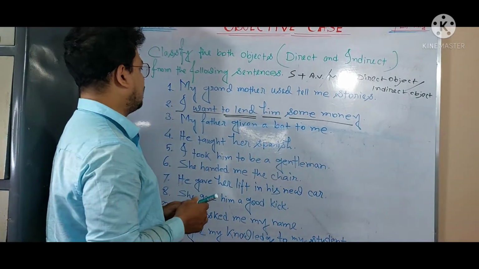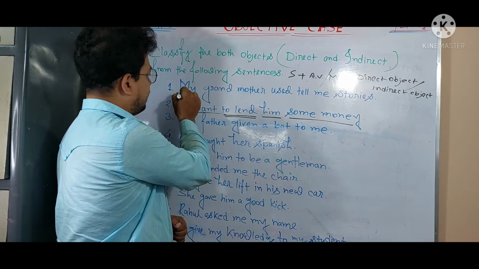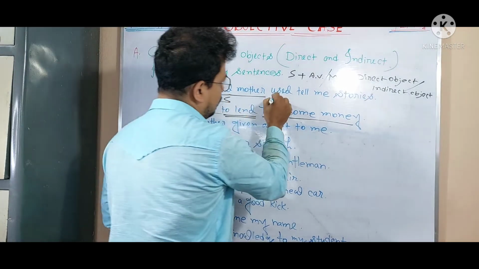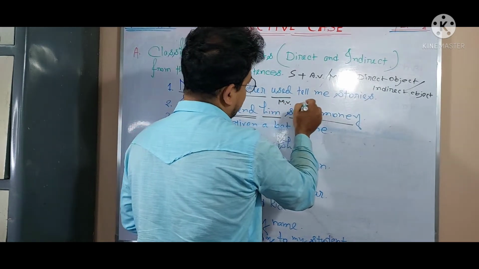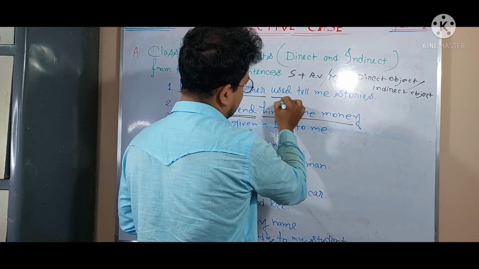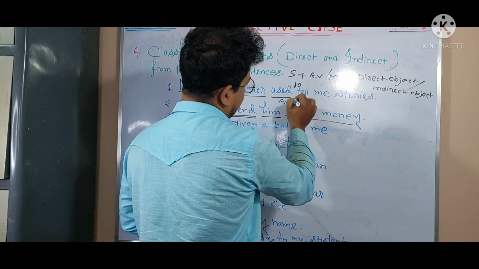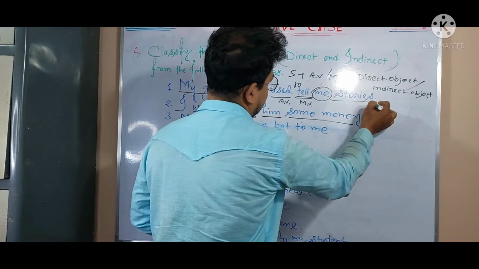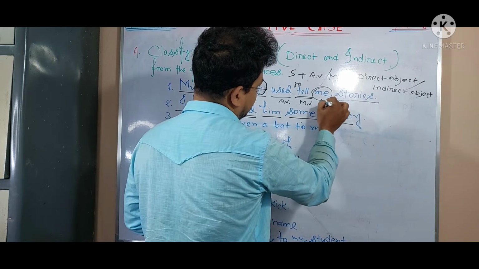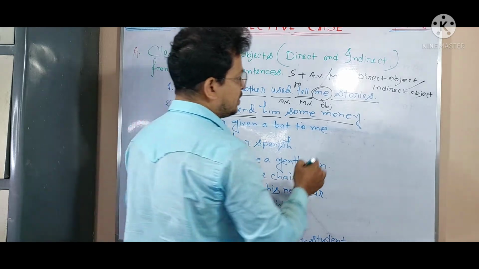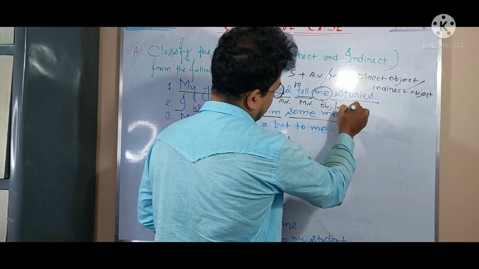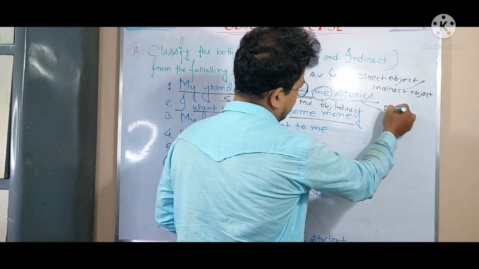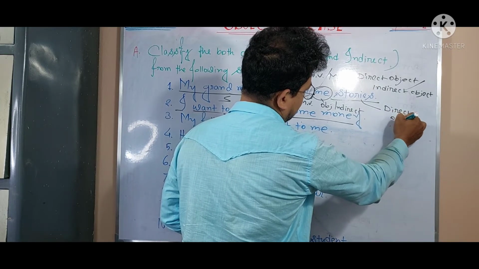So the first one, I want to classify the direct or indirect object from this sentence. My grandmother, this is the subject. Used is the auxiliary verb. Used to tell, tell is the main verb. Whom and what? Whom is the object. So which object? These are human beings, this is why it will be indirect. And the stories are non-living things, this is why it will be the direct object.